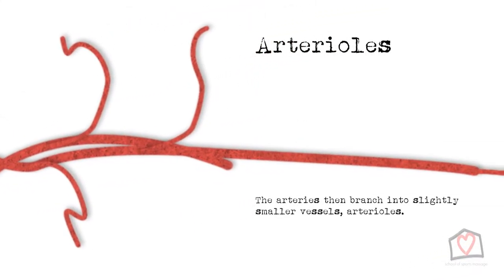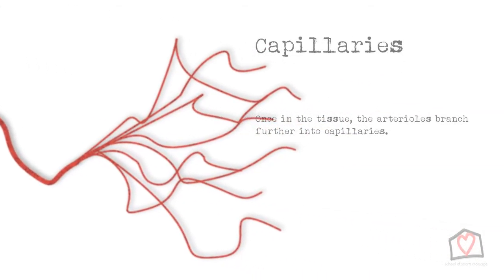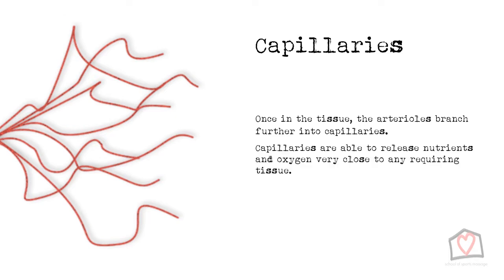These arteries then branch into slightly smaller vessels to reach different areas of the body. We refer to these as arterioles. They are similarly adapted to the arteries. Once in the tissues, these arterioles branch further into capillaries. These are very small vessels found in and around all the cells and are able to release nutrients and oxygen very close to any requiring tissues. As they are so thin, just one cell, they facilitate easy transfer by diffusion of nutrients to the cells.